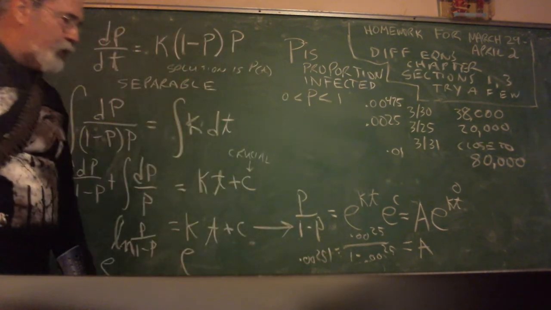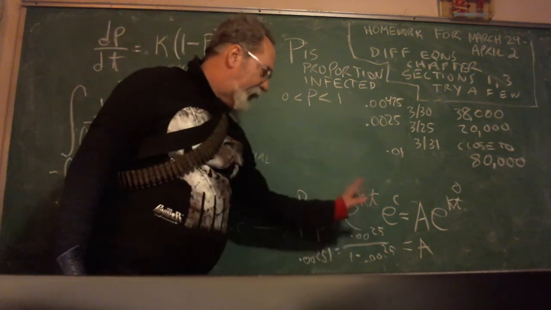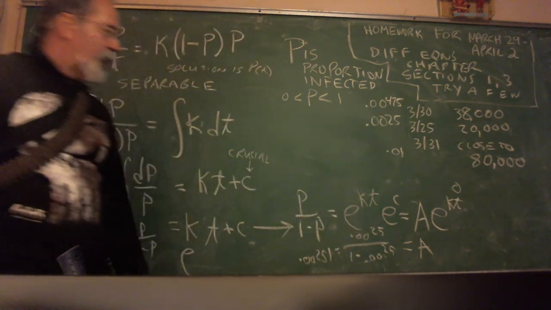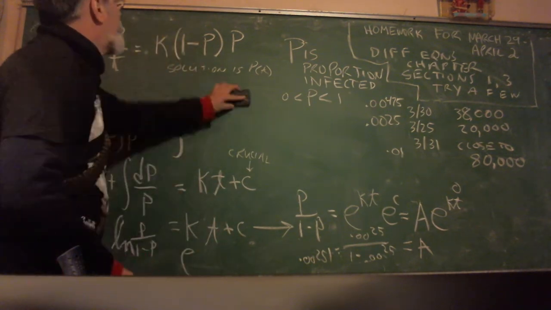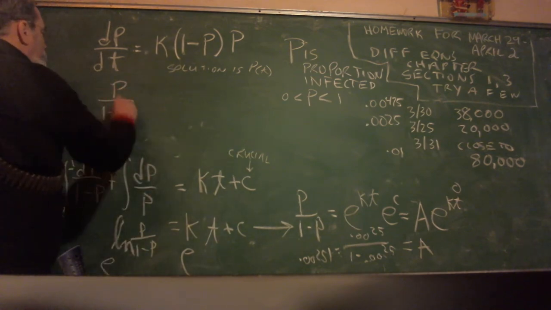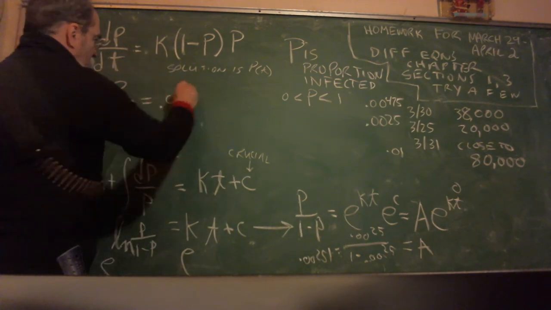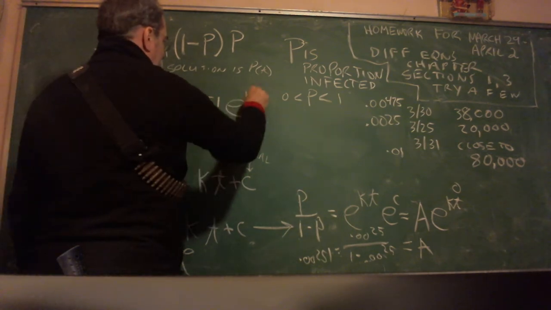Almost 0.0025, which makes sense because there's not that much difference between these. Well, anyway, so you get this for the A. Now, I'm going to erase because I need the space. So that tells me that P over 1 minus P is 0.00251 e to the kt.